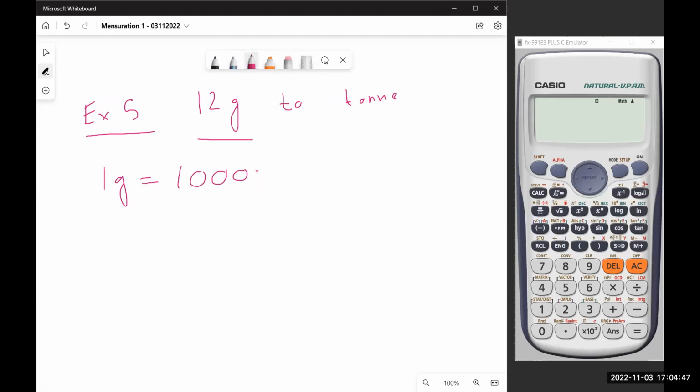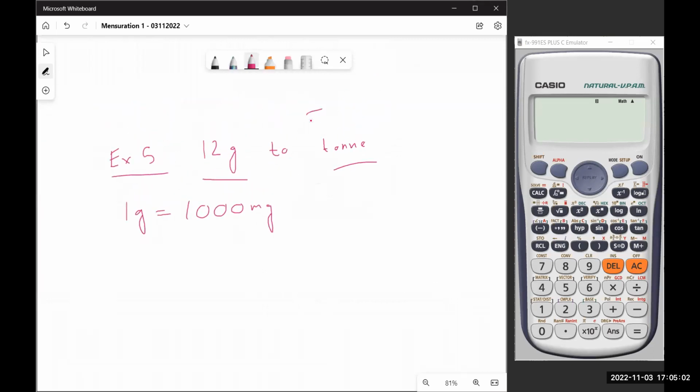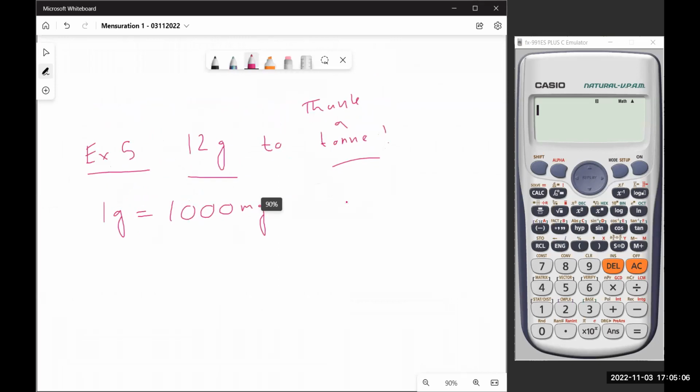Okay. Give me a rule for ton. 1 ton equals 1000 kg. All right. 1 ton is equal to 1000 kg. Okay. So 1 ton is equals to 1000 kg. Okay, that's what we have.